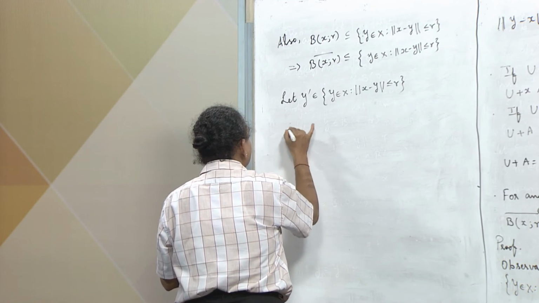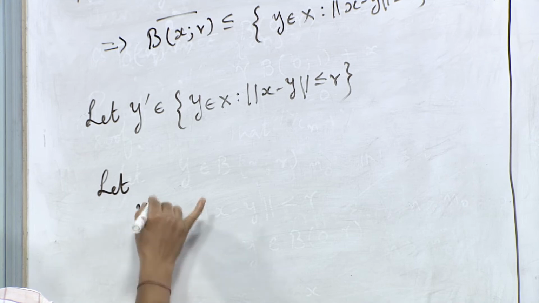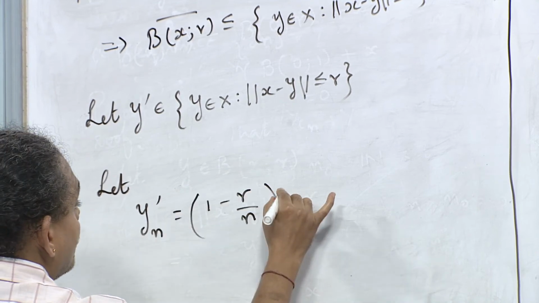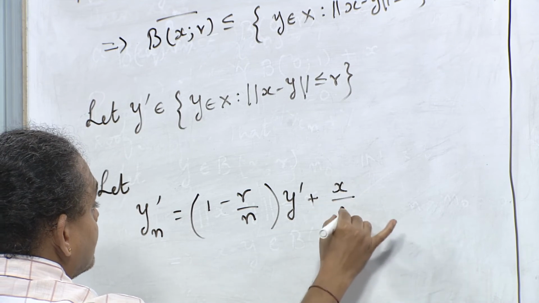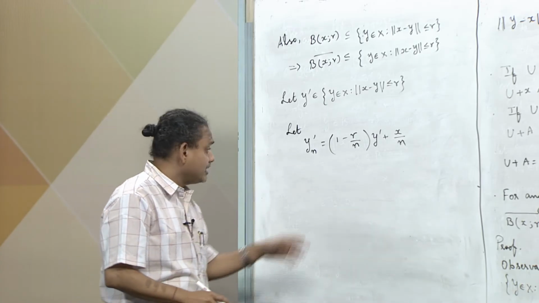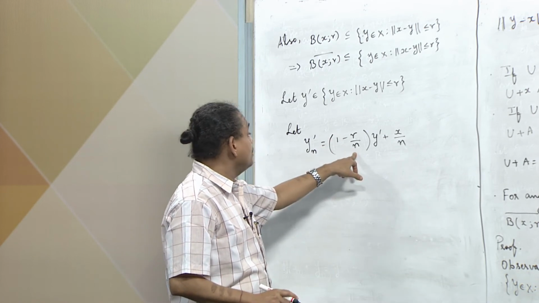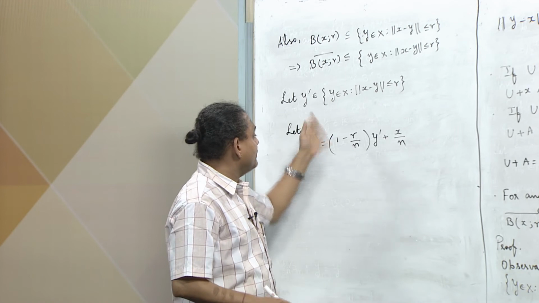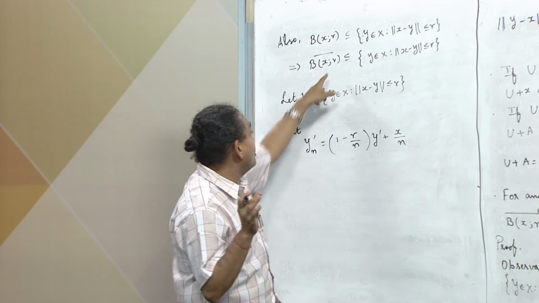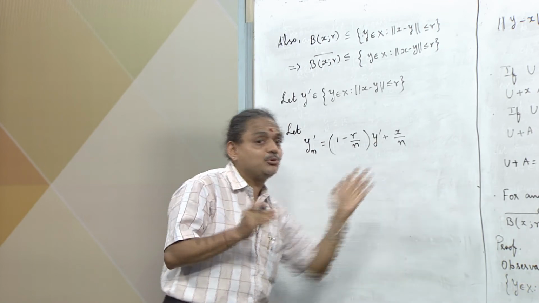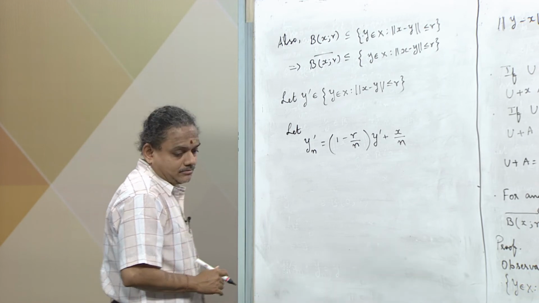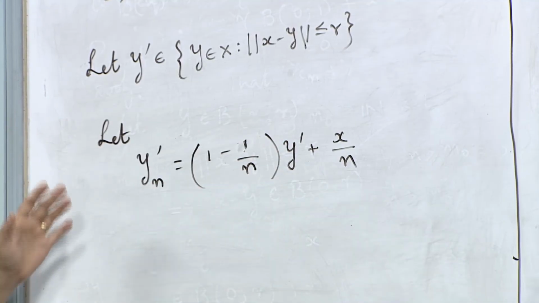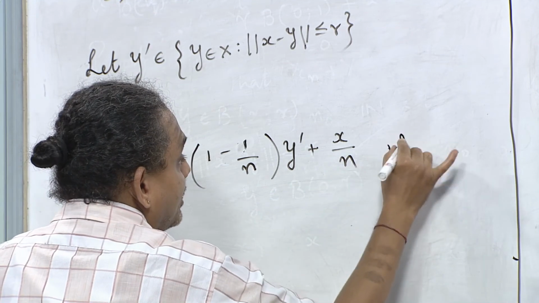So, consider this. Let y n dash equal to 1 minus 1 upon n times y dash plus x upon n. So, this is the sequence. Well, we have not done much. What we wanted is that as n tends to infinity, we needed y dash, and when you subtract it from x, we need it to be less than r, because you wanted it to be inside this ball. That is the whole idea. Not r by n, sorry, we wanted it to be 1 by n. So, we wanted the whole thing to lie inside, for n in N.